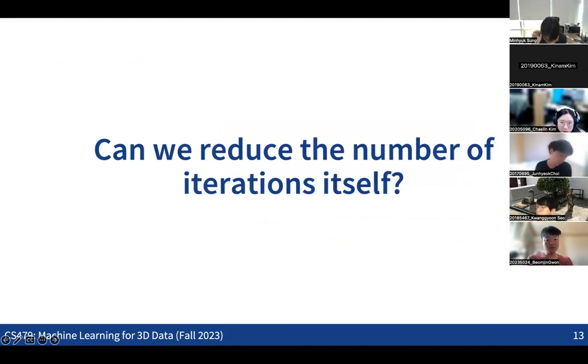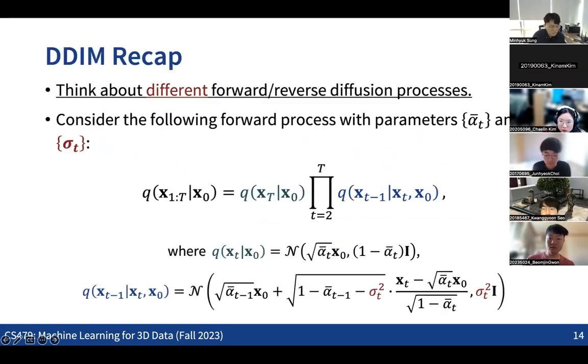The thing that we were discussing last time is how we can reduce the computation time in diffusion models, and especially how we can reduce the number of iterations in the reverse process. For that, we also discussed the idea of DDIM, which makes some changes to the DDPM model in that we are now using slightly different forward and reverse diffusion processes.